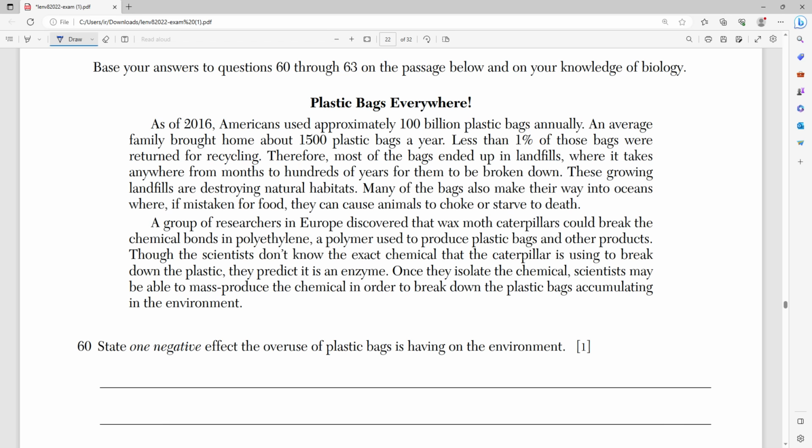Less than 1% of those bags were returned for recycling. Therefore, most bags ended up in landfills, where it takes anywhere from months to hundreds of years for them to be broken down. These growing landfills are destroying natural habitats. That's one negative effect of the overuse of plastic bags. It destroys environments.